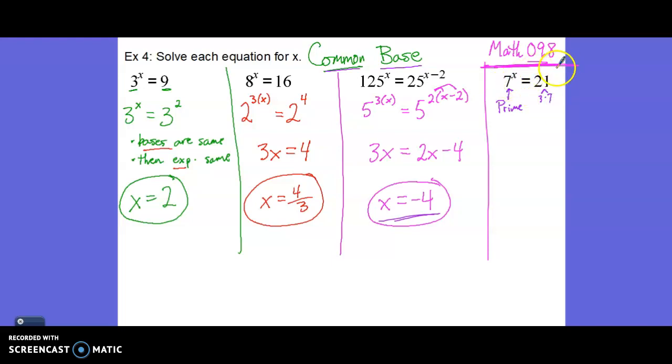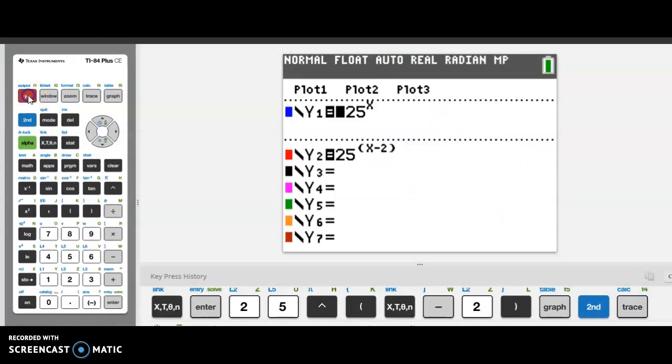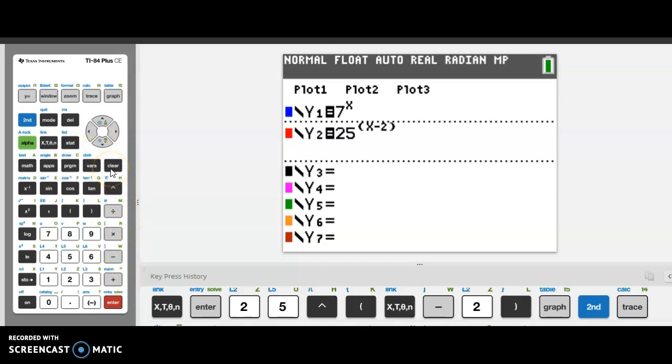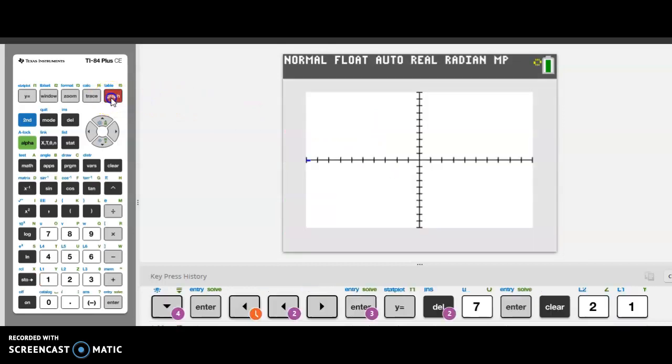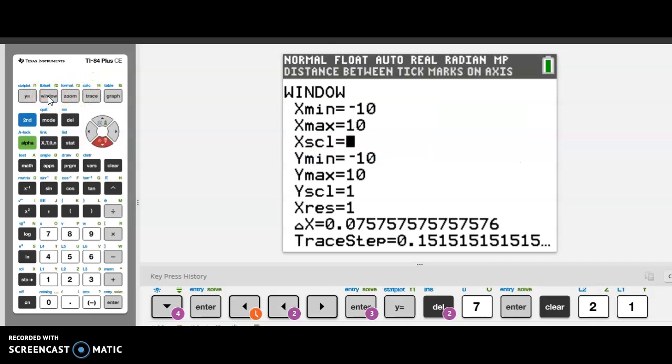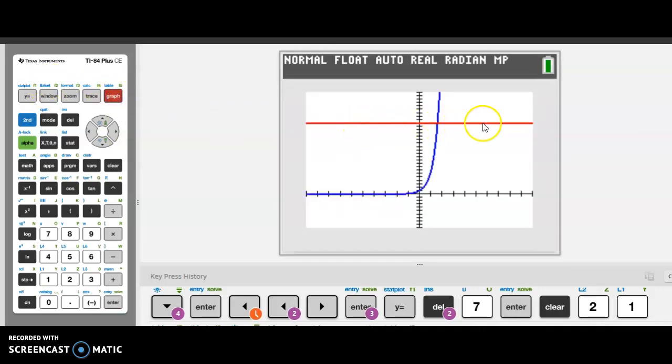That's not a power. So this is where I would go to a calculator, go to y equals, and change the problem to be 7 to the x power. And then a second equation is just y equals 21. Now here's the thing: when I go to the graph, I'm not going to see the horizontal line y equals 21. What I have to do is change my window so that the y max goes up to 30, so that you can see y equals 21, the horizontal line.